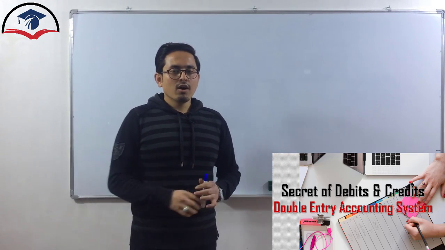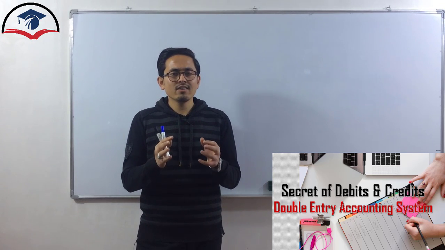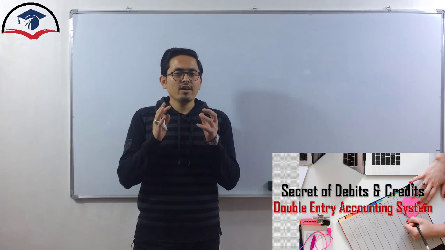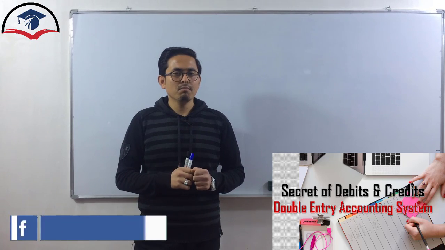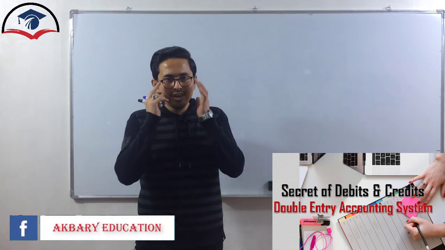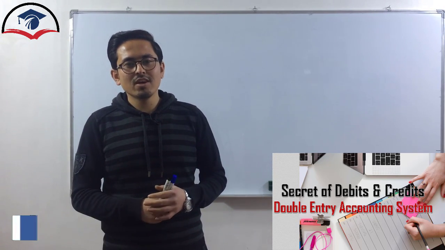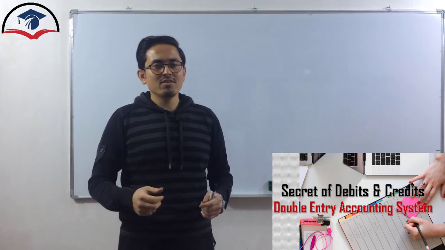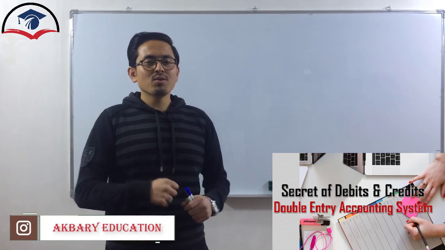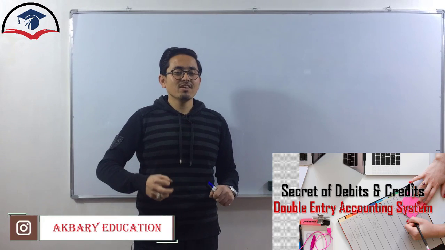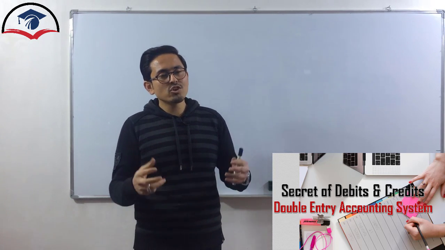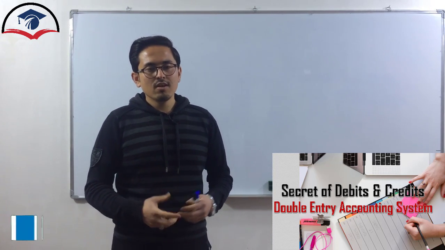Today we're going to cover the secret of debit and credit and the double entry system with examples and practice questions. Exactly what we want to cover is why debit means increase and decrease in many situations, and why credit also means increase and decrease in many situations. We want to cover in which cases it means an increase and in which cases it means a decrease.